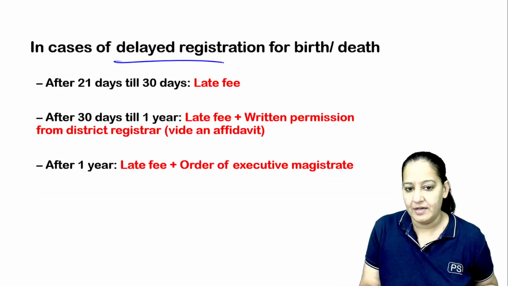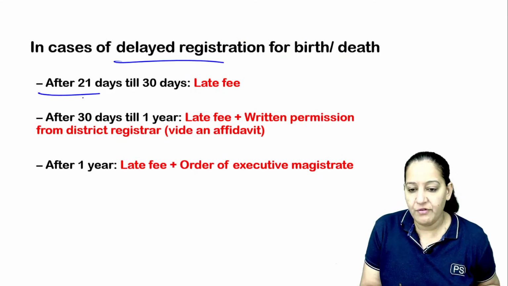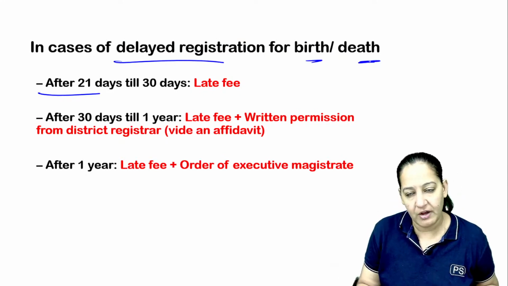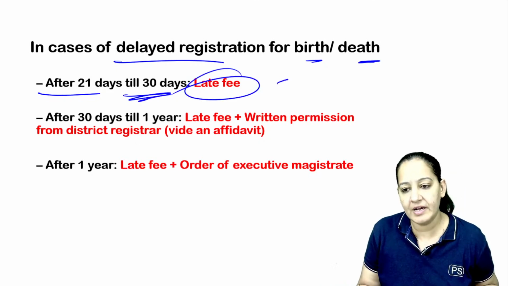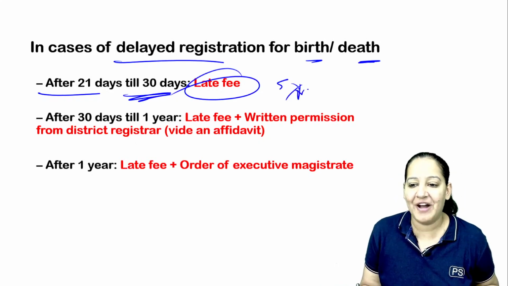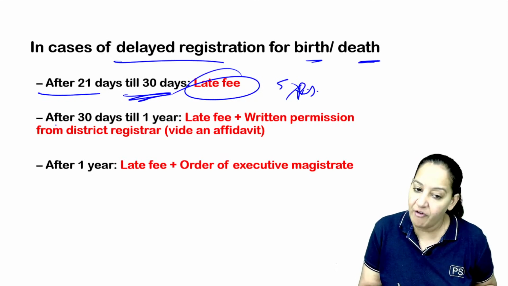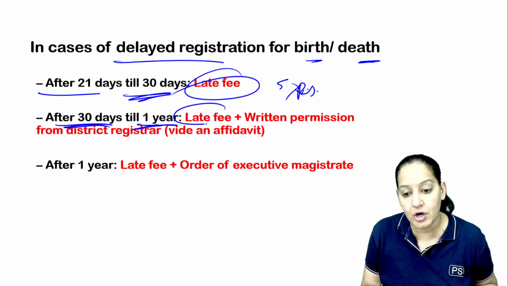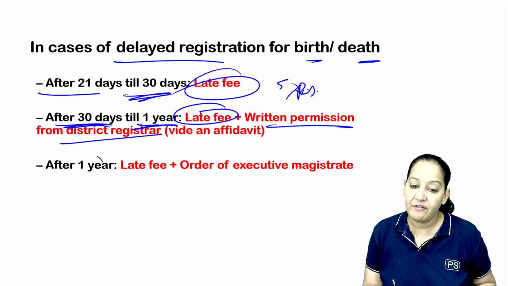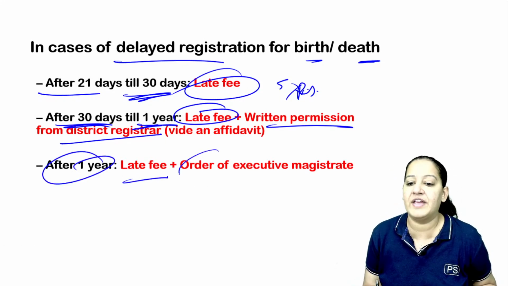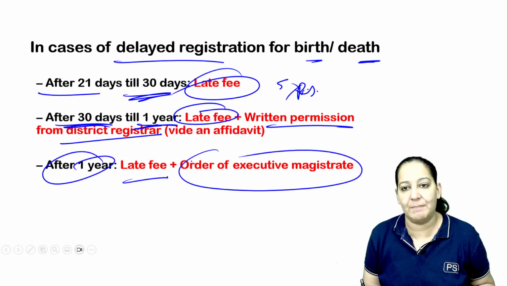In case of delay, after 21 days, if you want to register birth or death, both, up to 30 days, there is a late fee. Late fee is only 5 rupees. Okay, so 5 rupees is there, but yes, late fee is there. From 30 days till 1 year, along with the late fee, written permission from the district magistrate is required. And after 1 year, along with the late fee, order from the executive magistrate is required.